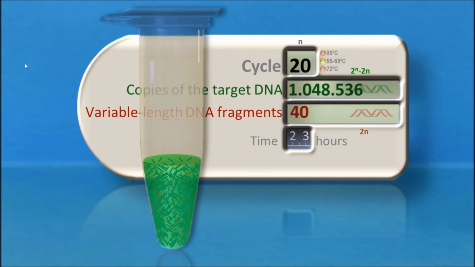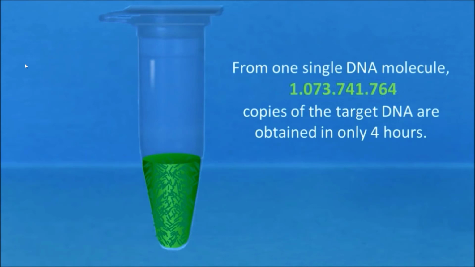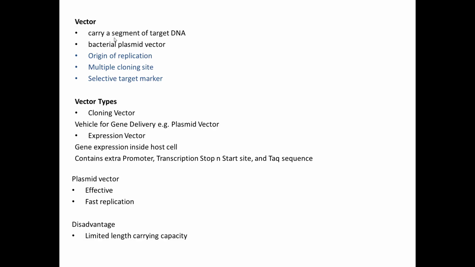Here we can see that with increasing the number of cycles, the copy number of target DNA is also increasing, and at the last 30th cycle, we can get about 1 billion copies of DNA in 4 hours from a single stranded DNA.